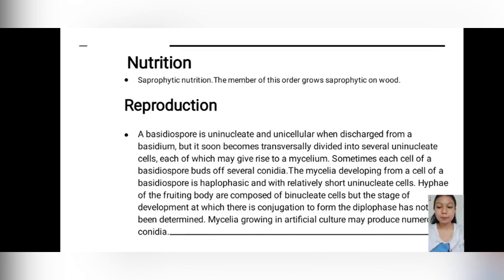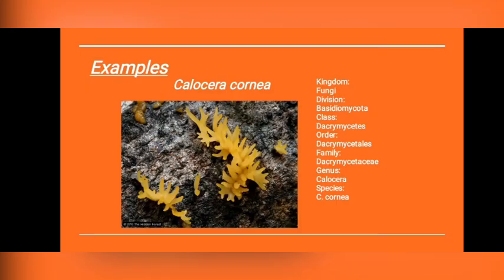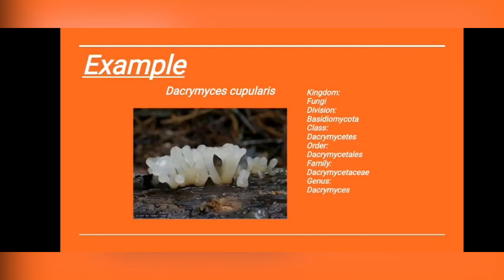Reproduction. Basidiospores, when discharged from a basidium, divide transversely into several uninucleate cells, which give rise to a mycelium. Sometimes the basidiospores bud off several conidia. The mycelium developing from a cell of a basidiospore is haplophasic. The diplophase has not been determined. Mycelia in artificial culture may produce numerous conidia. Examples: Calocera cornea and Dacrymyces cupularis.